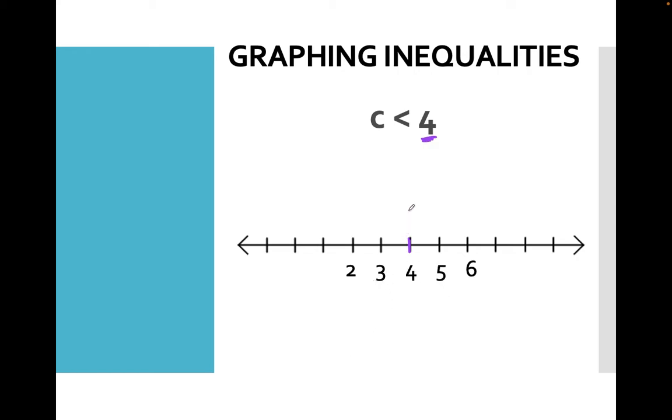So now I'm going to put a circle on the number 4 because that's my reference point. But since it's less than 4 and not equal to 4, I'm going to use that open dot or open circle. And then to show that C is every number less than 4, I'm going to draw an arrow in the direction where all of the numbers that are less than 4 are. So in this case, that's to the left. If you notice, my less than symbol sort of points to the left, and so does my arrow on my number line.